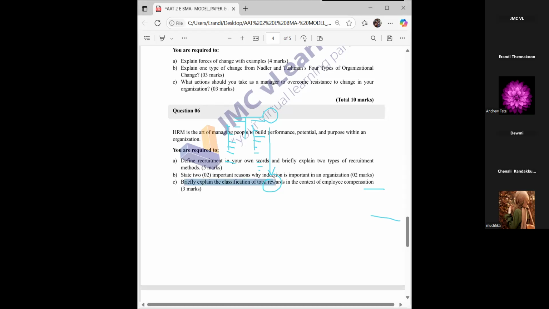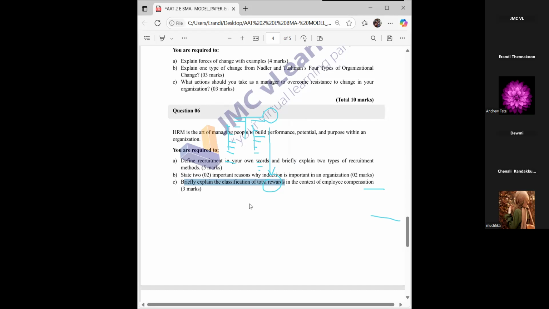Briefly explain the classification of total rewards. So total rewards means financial or extrinsic rewards and intrinsic rewards, non-financial rewards. So here, direct and indirect benefits are there. When it comes to non-financial, it's about satisfaction and praise and recognition. So you can draw this chart here, right?